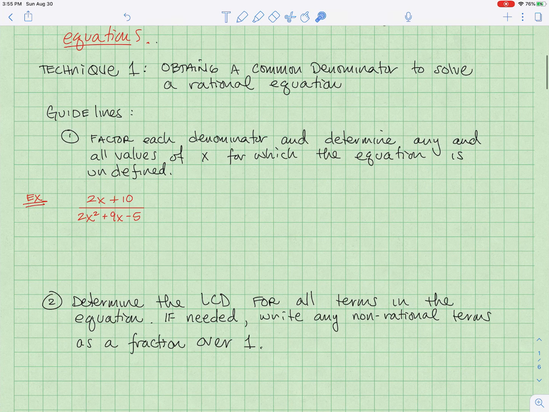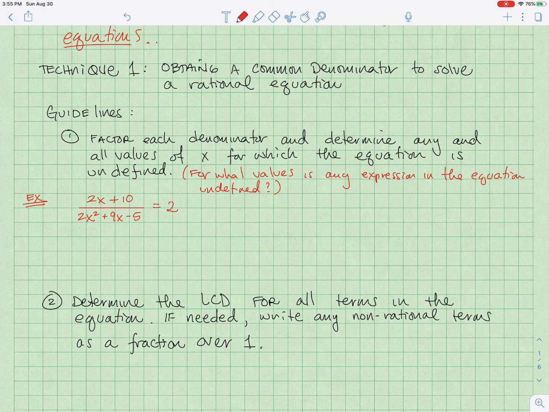And the guidelines are as follows. Step number one, factor each denominator on both sides of the equation and determine any and all values of x for which the equation is undefined. So that is, for what values is any expression in the equation undefined.